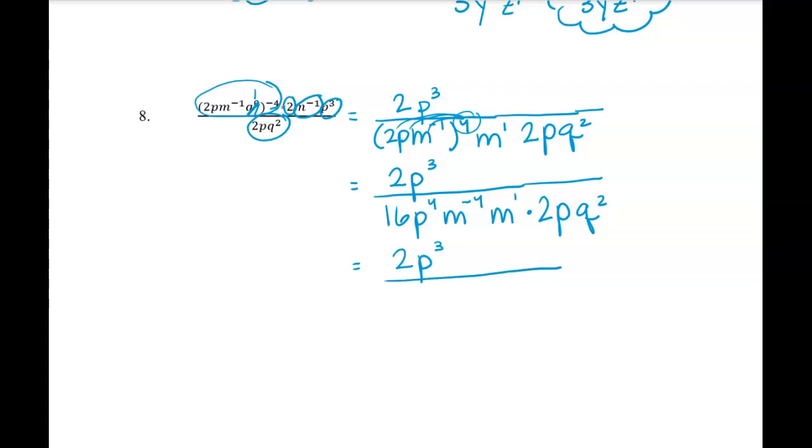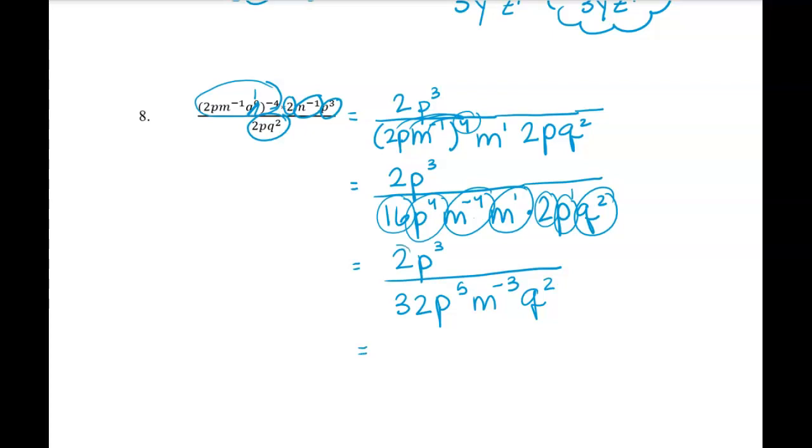And then I have 16 times 2, which is 32. P to the 4th times p, that's like a first power. 4 plus 1 is 5. So I have p to the 5th. M to the -4th times m to the 1st, -4 plus 1, m to the -3rd. Then I have q squared. Getting close, I promise. Okay, so 2 over 32, 1 over 16.